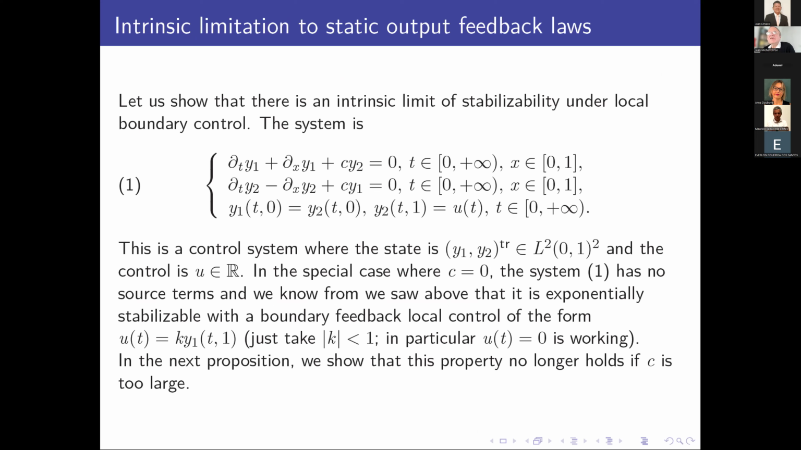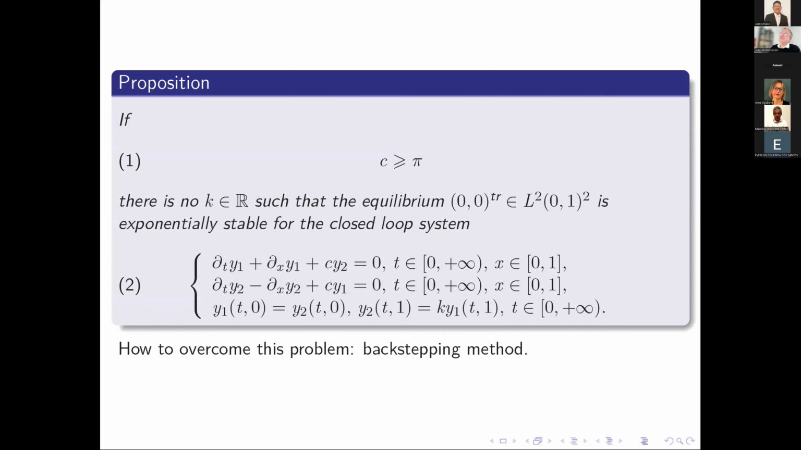And if you take c equals 0, then there is no problem. You can just take k equals 0, or even the absolute value of k less than 1, and then you get the exponential stability. And now the question is what happened with the c? And with the c, there is a new problem. That is, if c is at least equal to pi, whatever you do with k, it's not going to give you exponential stability. It will be always exponentially unstable. So you cannot use this simple feedback. You have to do something different.